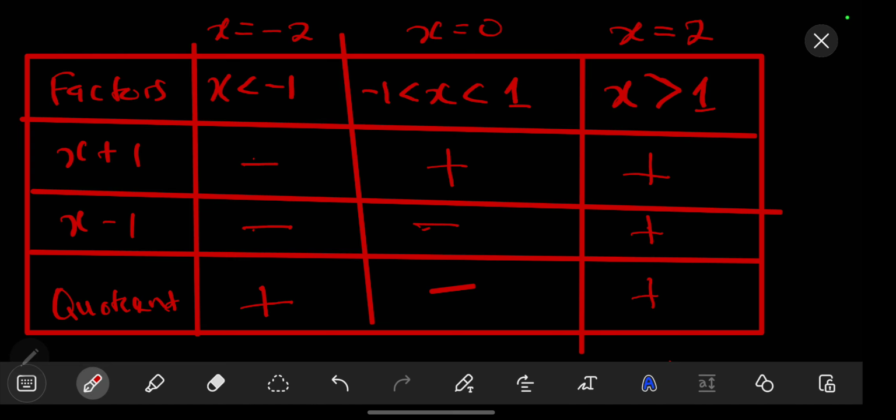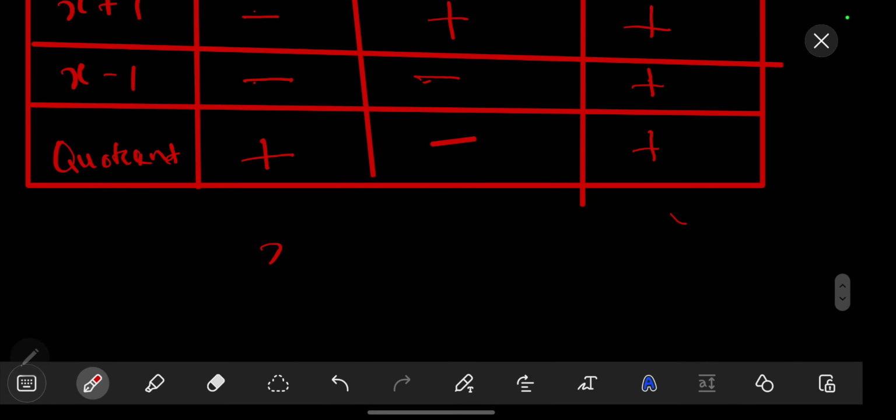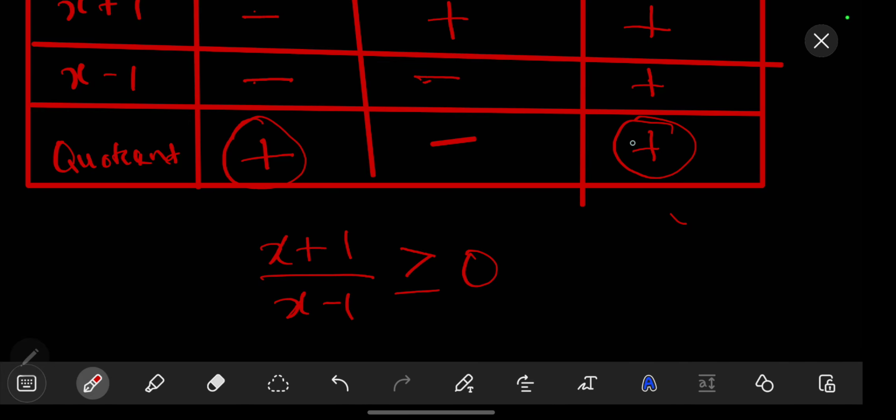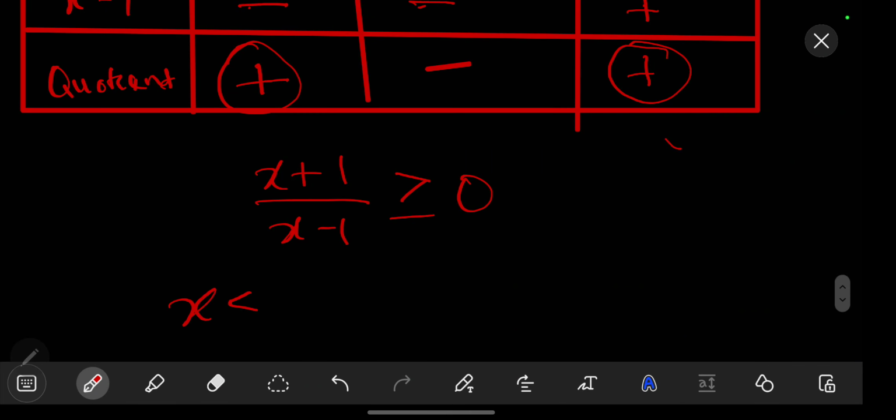So this means that the values that we are going to take are greater, because remember, when we found that x plus 1 over x minus 1 should be greater than or equal to 0, the sign that is greater than or equal to 0 should be positive. So you pick the positive. So the solutions that we are going to take are such that x is less than or equal to -1.